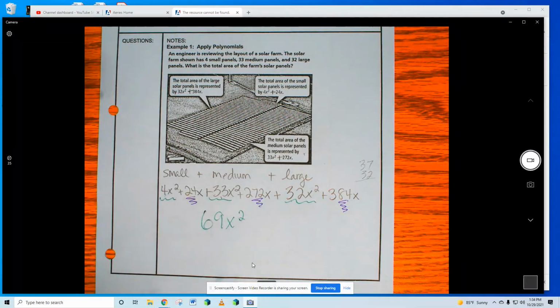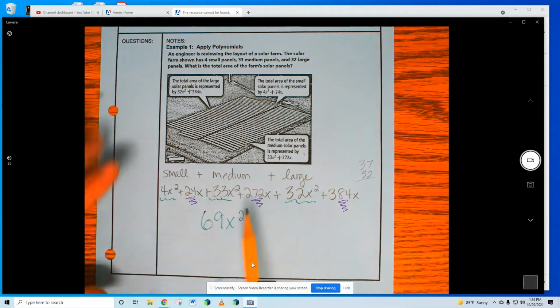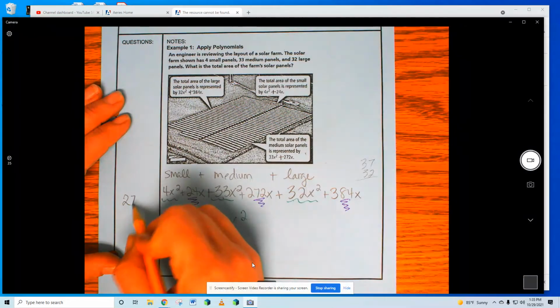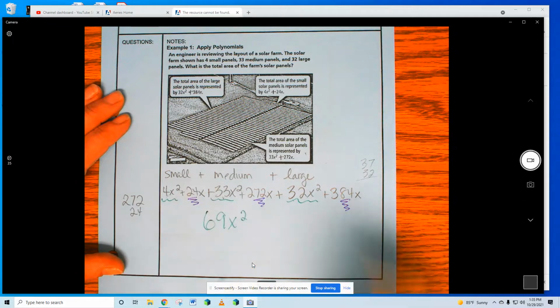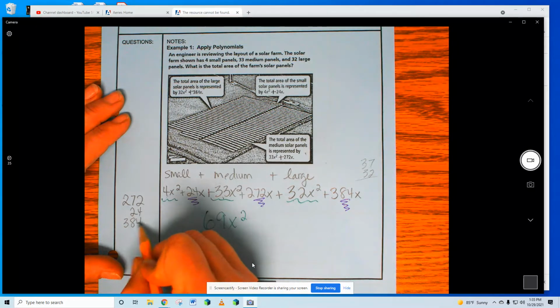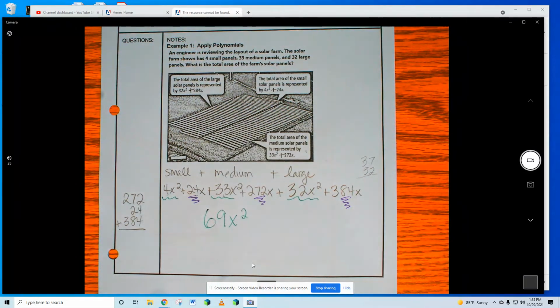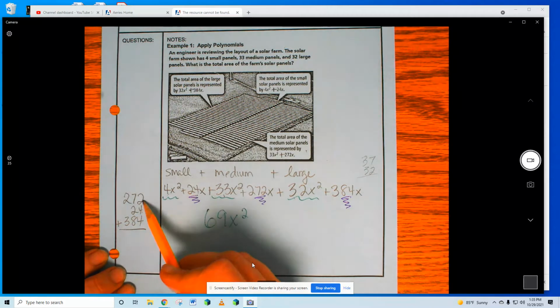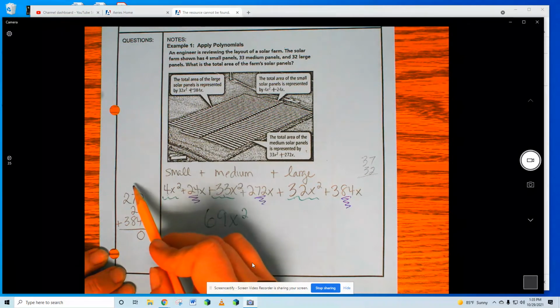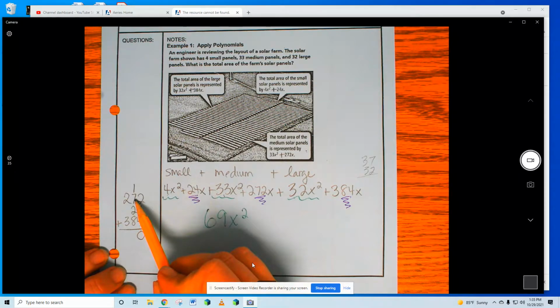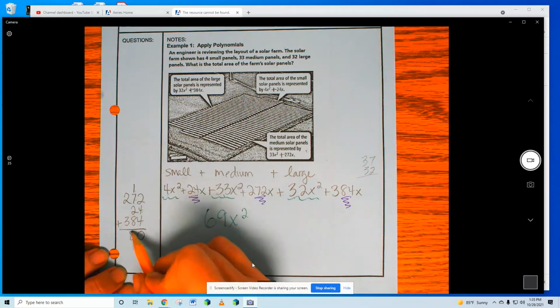So, purples: 24, 272, let's go slower because no one can do it in their head. Plus 384. So we're adding all three of those numbers together. 4 plus 2 plus 4 is 10. Carry the 1. 8 plus 7 is 15, plus 1 is 16. 2 plus 2 plus 3 is 7, plus 1 is 8.